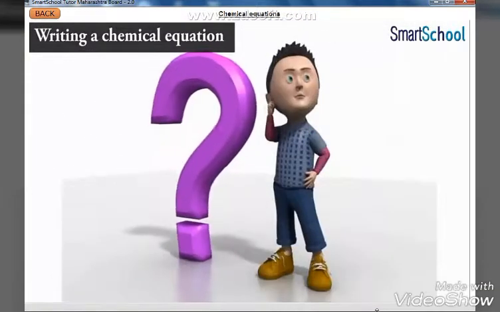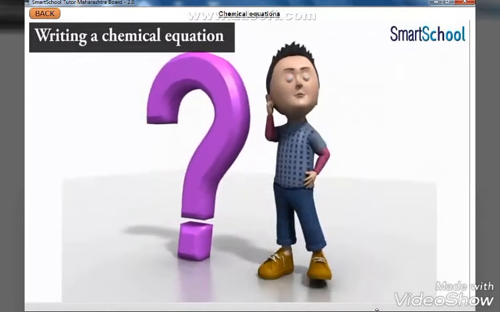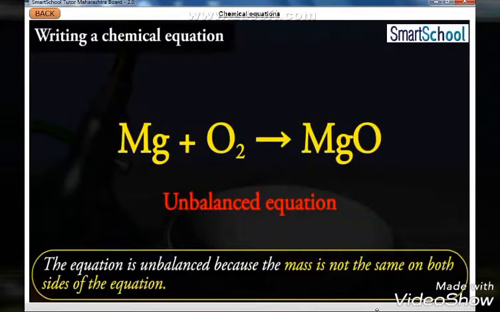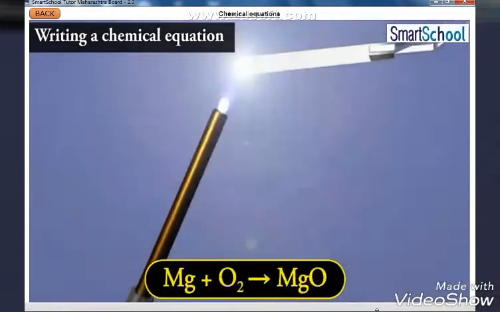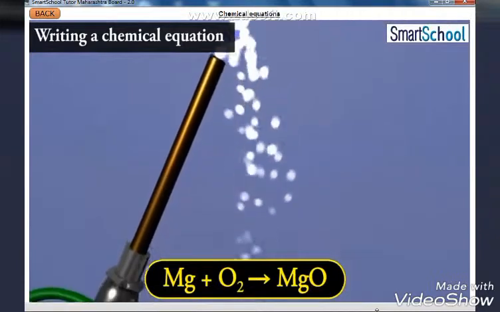Is the number of atoms of each element the same on both sides? If not, then the equation is unbalanced because the mass is not the same on both sides of the equation. Such a chemical equation is a skeletal chemical equation for a reaction. This equation is a skeletal chemical equation for the burning of magnesium in air.